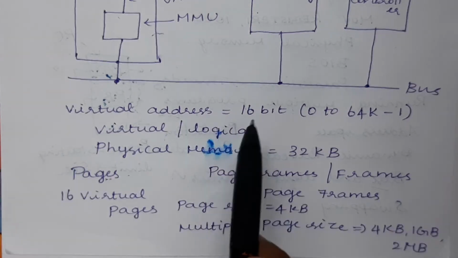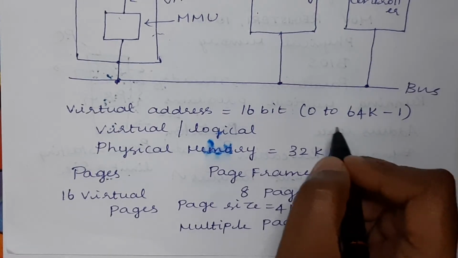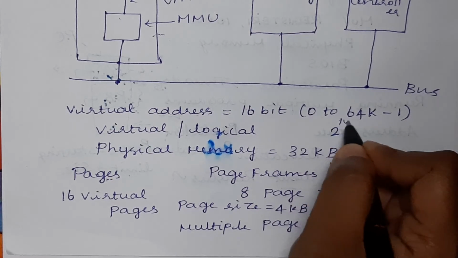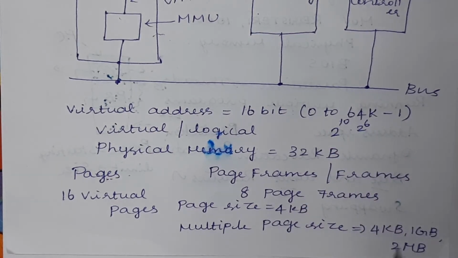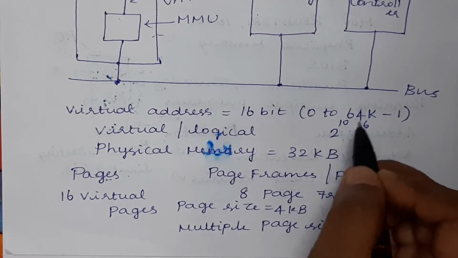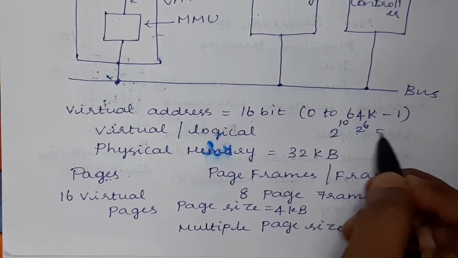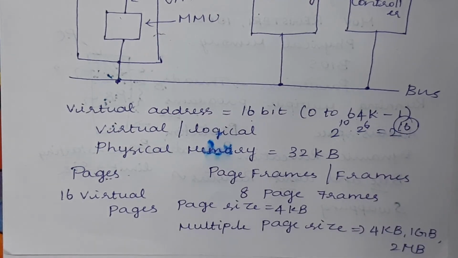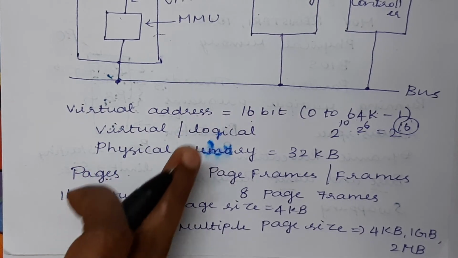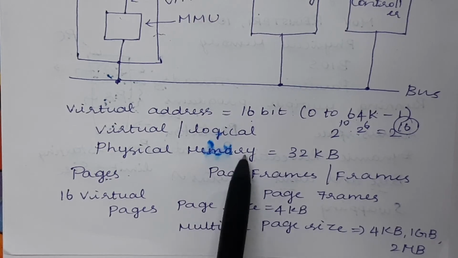How are we getting a 16-bit address? Because we need to represent everything in powers of 2. 64 can be represented as 2 power 6, and K is 2 power 10. If you add these exponents, you get 2 power 16. So this 16 is the number of bits we use to represent any virtual address, a 16-bit address. In the system you are working on, the main memory can hold only 32 KB.